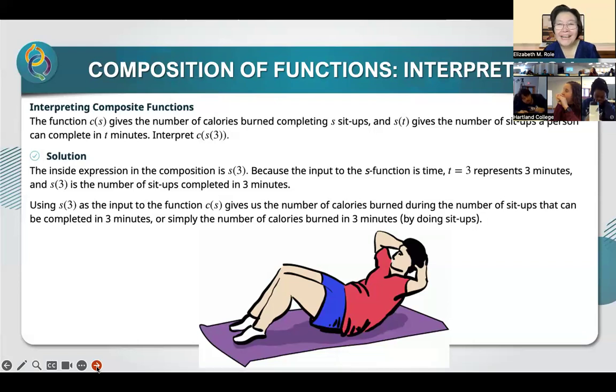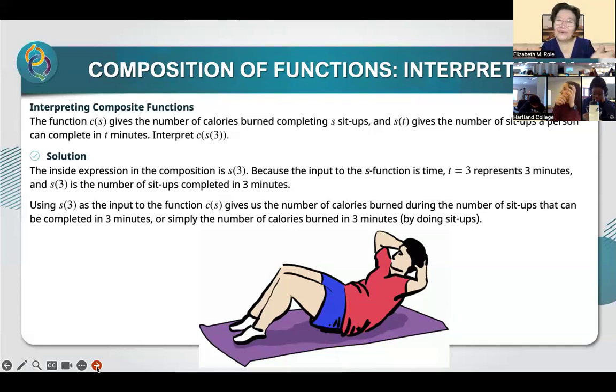Okay, so this is another example of a composite function. You ask yourself, how many calories will I burn when I complete a certain number of sit-ups? And S of T is the number of sit-ups in a certain number of minutes. So when you want to know the number of calories burned after completing a certain number of sit-ups at a certain time, then that is a composite function.